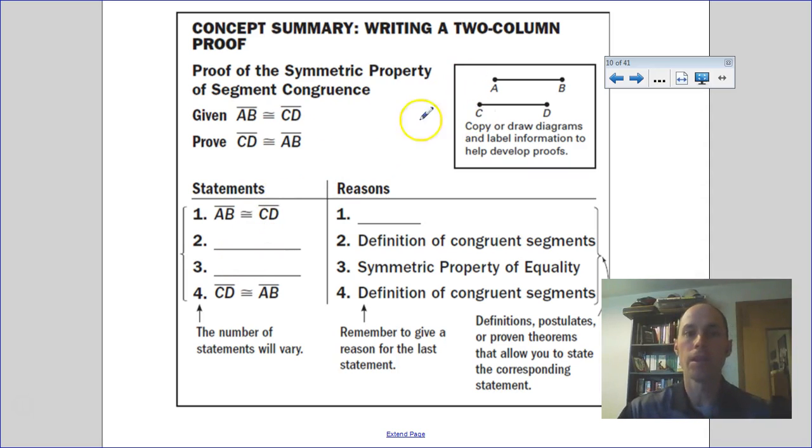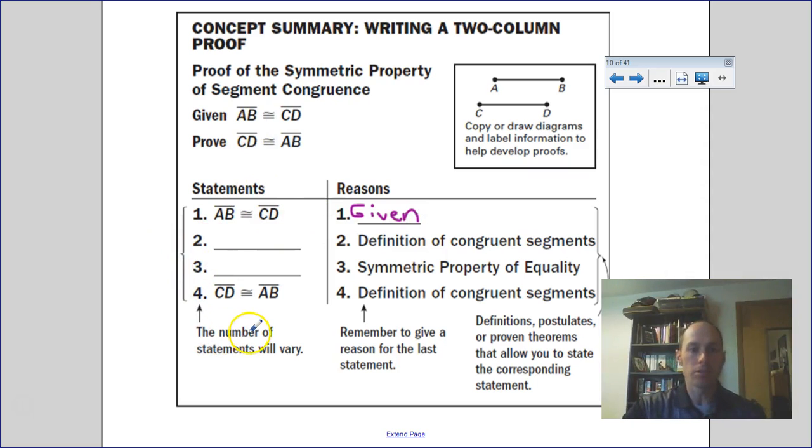So the first thing you want to do is copy or draw diagrams and label information. That's going to help you develop the proof, because if you can see what's going on, that helps you use your logical reasoning and figure out how to get to the proof statement. So typically we want to put down our given information first. Just put it all in writing first so that we can move from there. So that's given.